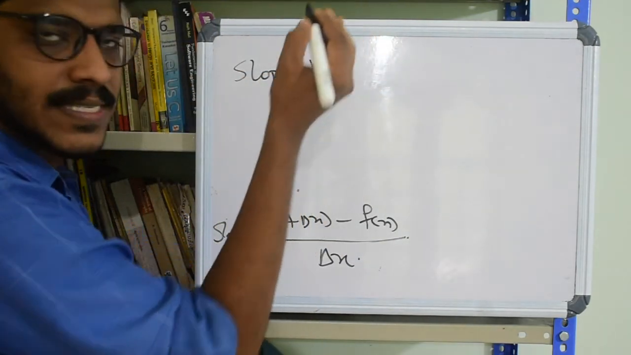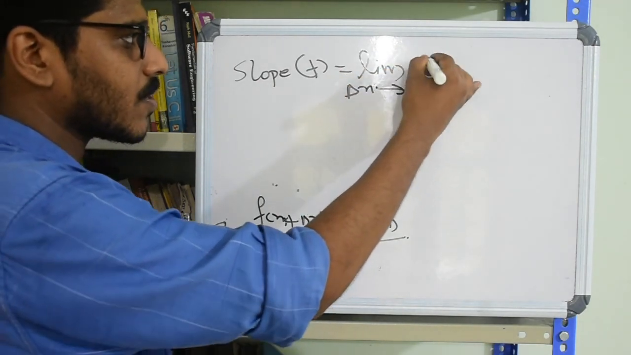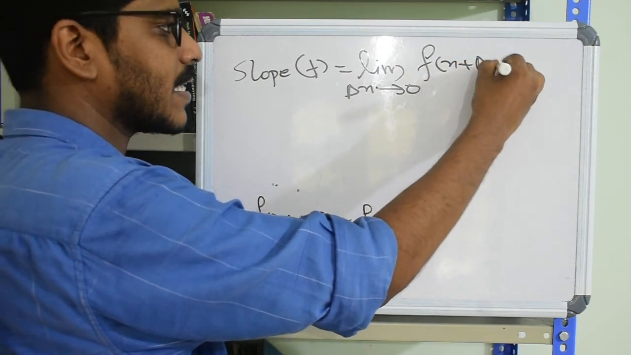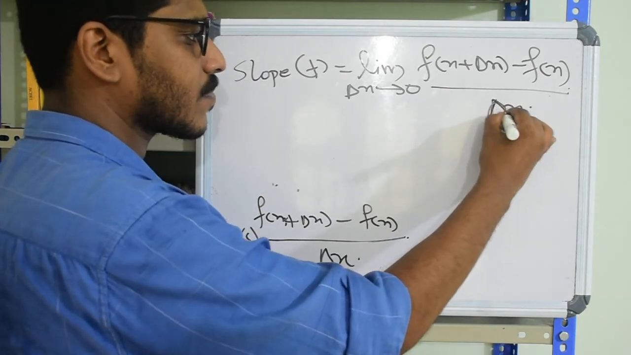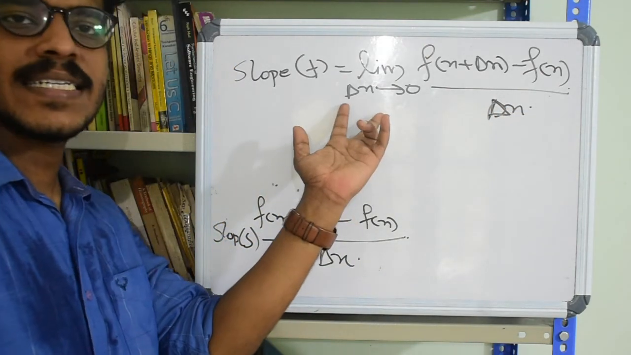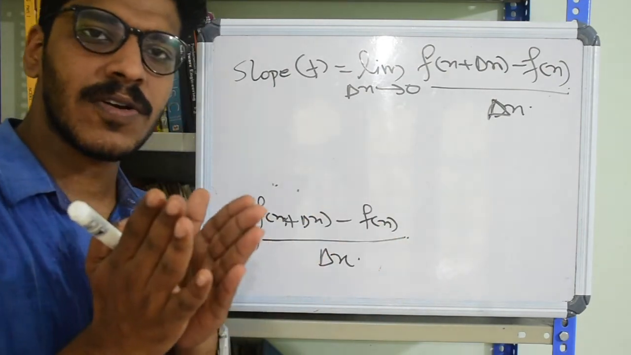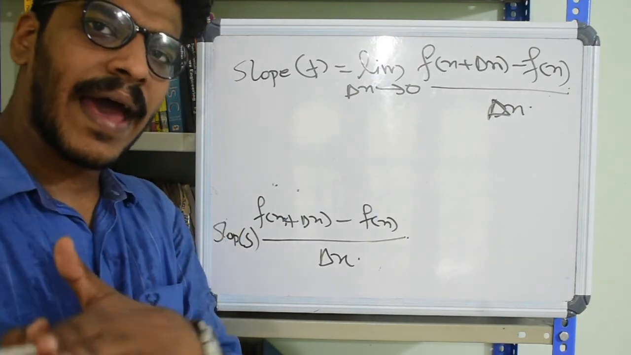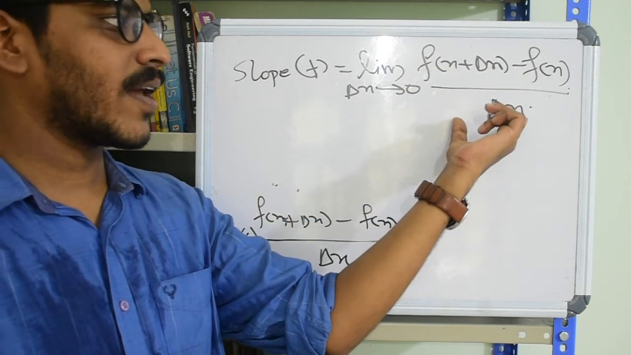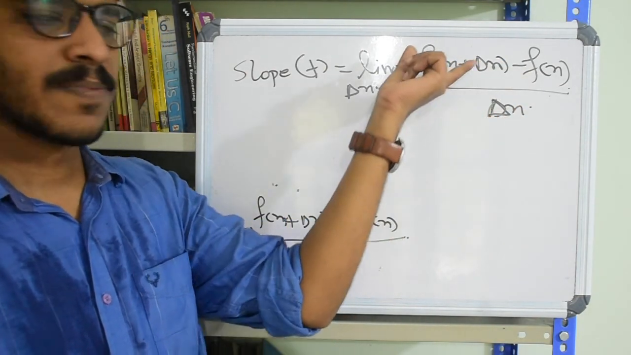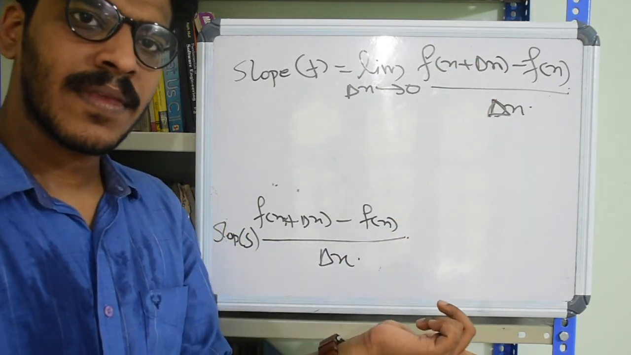The slope of the tangent line is, see what I am doing here, limit delta x tends to 0, f of x plus delta x minus f of x by delta x. I've made delta x tend to 0, which means the difference between P and Q is tending to 0, getting smaller, and then the secant line will be approaching the tangent line. As the secant line approaches the tangent line, the expression for the slope of the secant line will give us the expression for the slope of the tangent line.